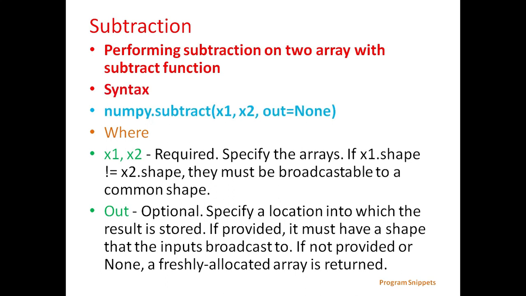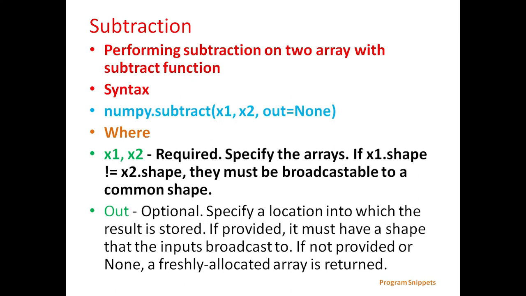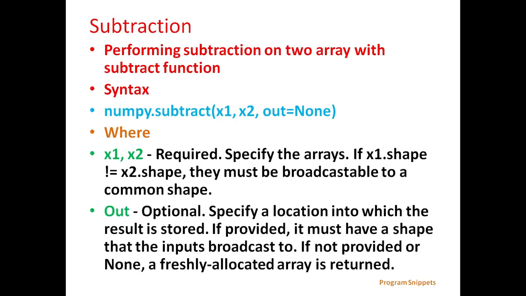Next we'll see performing subtraction on two arrays with the subtract function. The general syntax is numpy.subtract with parameters x1, x2 and out, where x1 and x2 are the required parameters which specify the arrays. If x1.shape is not equal to x2.shape, they must be broadcastable to a common shape. And out is an optional parameter which specifies a location into which the result is stored. If provided, it must have a shape that the inputs broadcast to. If not provided or None, a freshly allocated array is returned.